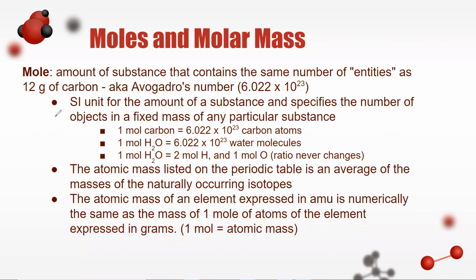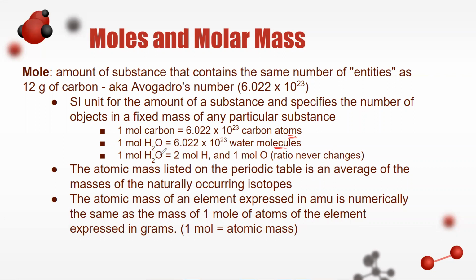So basically what it is, the SI unit, or the standardized unit for the amount of a substance, and it specifies the number of objects in a fixed mass of that particular substance. So we have 1 mole of carbon is 6.022 times 10 to the 23rd carbon atoms. 1 mole of water is 6.022 times 10 to the 23rd water molecules. So again, we're seeing molecules versus atoms here.